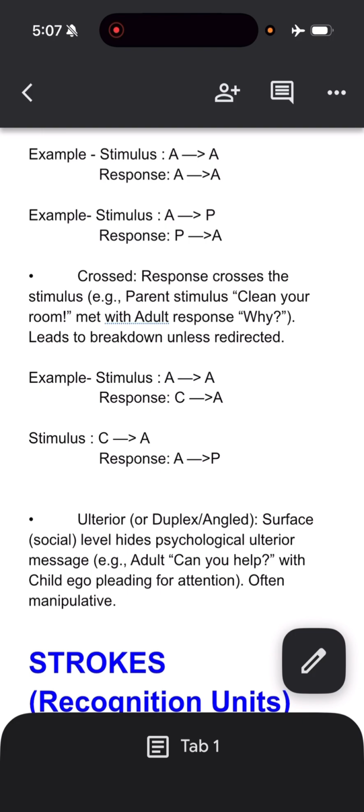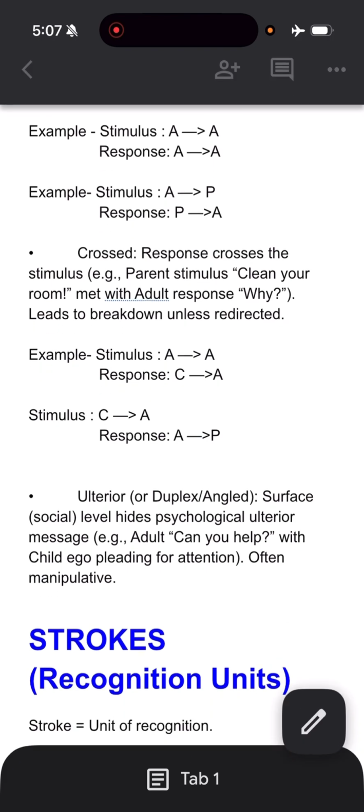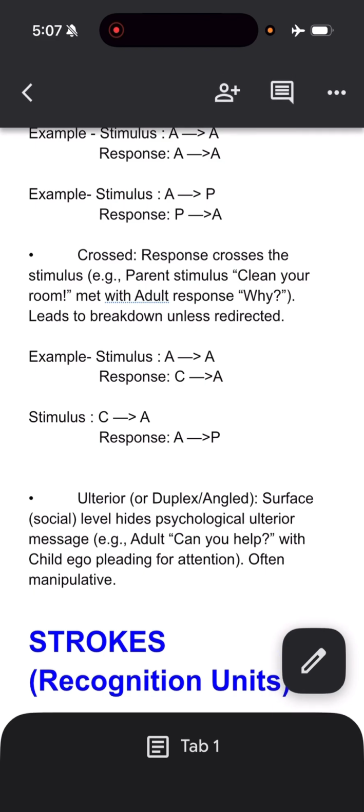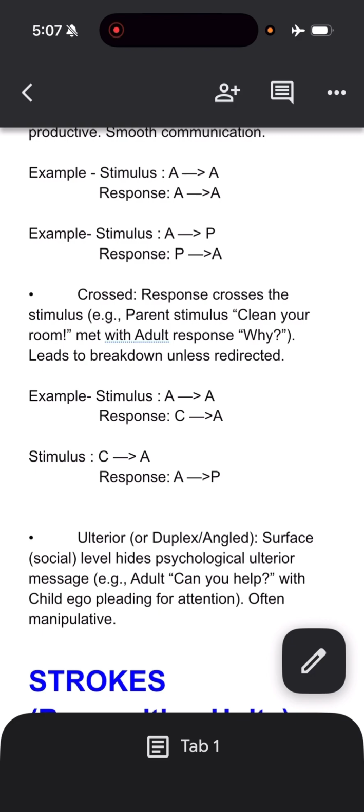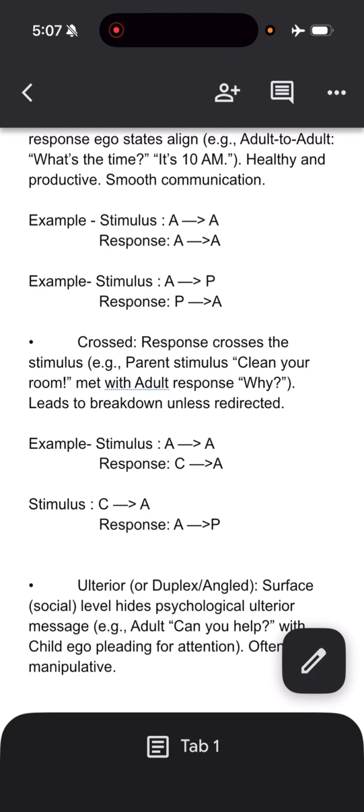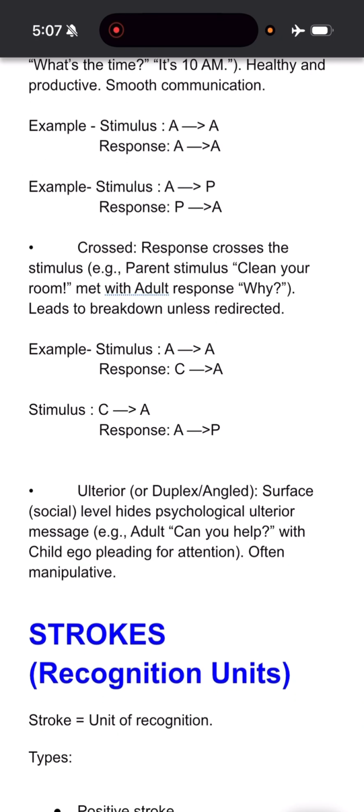And in a crossed transaction, one word you have to understand is breakdown. It leads to breakdown, and if it leads to breakdown, what is done? Redirection is done, right? So first, what happens? Healthy, productive, smooth communication in what? Complementary transaction. But in a crossed transaction, there's a breakdown. If there's a breakdown, what happens? Redirection of the ego states.